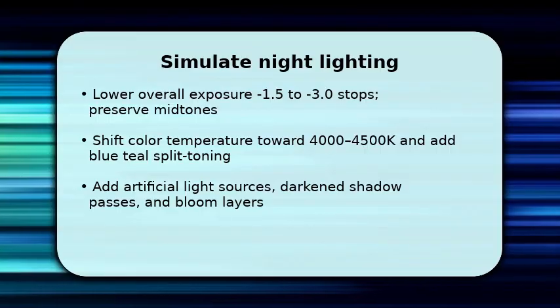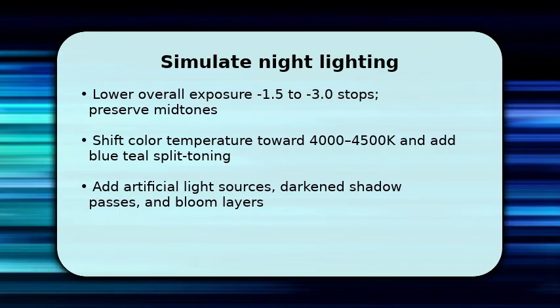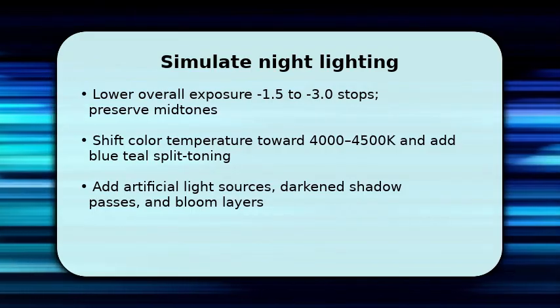Paint in localized light sources, streetlights or windows, using additive blend modes and soft masks, and create light wraps to integrate edges. Finally, add a subtle bloom and grain tuned for low light. These steps collectively convert the scene convincingly to night.